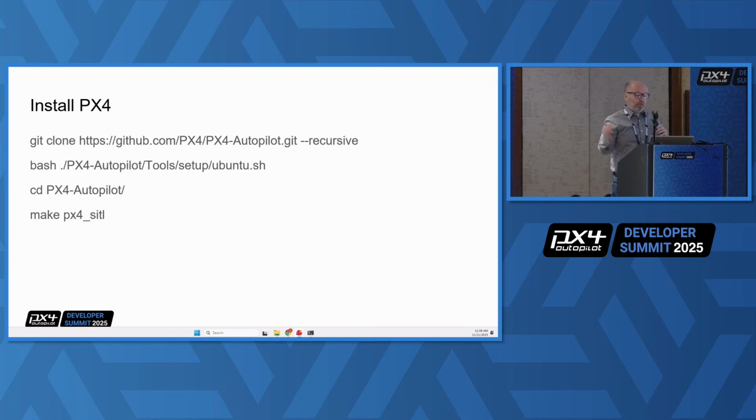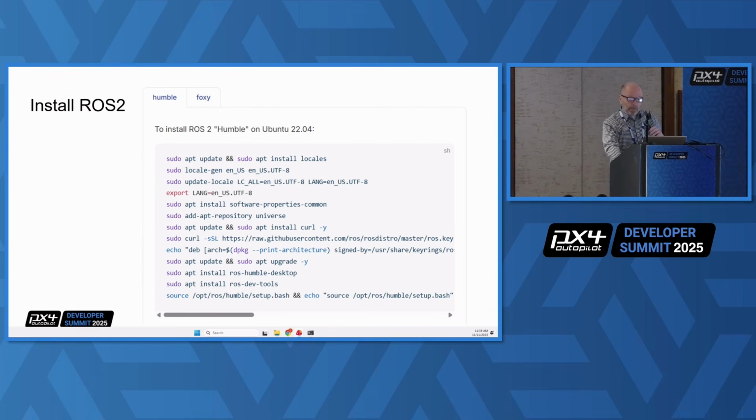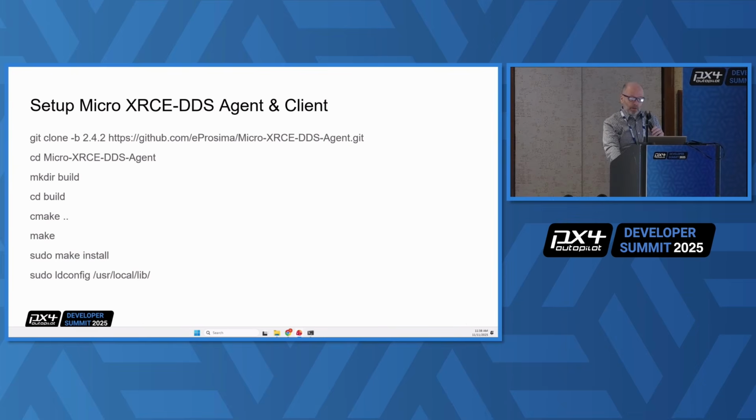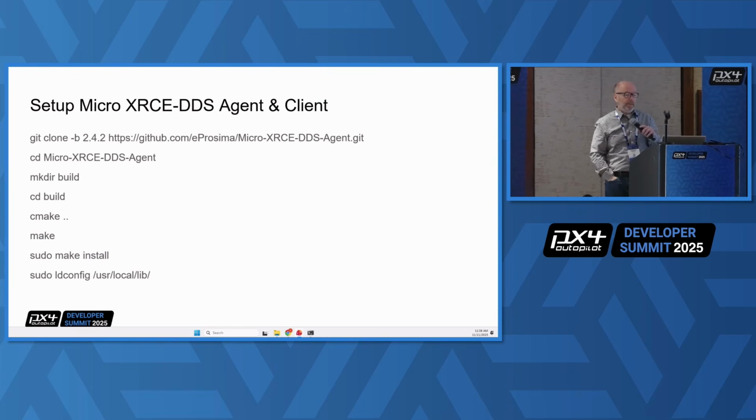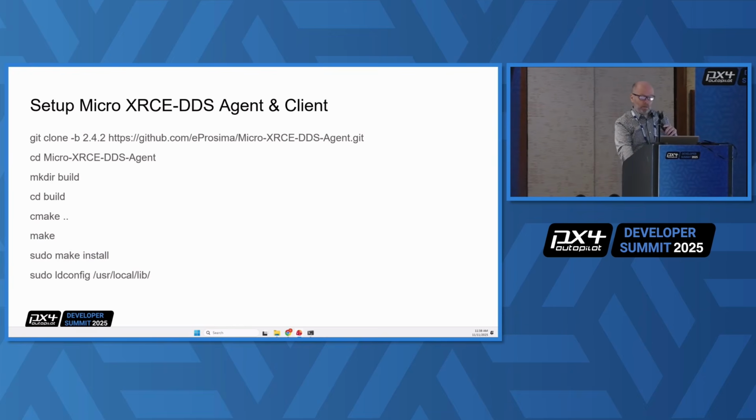So install PX4 as you would normally do. And then install ROS2 using Humble. I just took this from the documentation. And then set up the micro XRCE-DDS agent and client. So basically what you do is you install the client, the agent as follows: git clone, cmake, and then make.